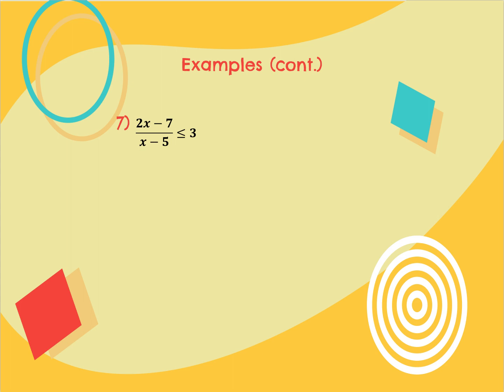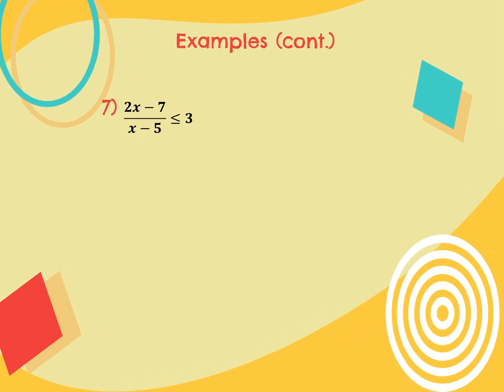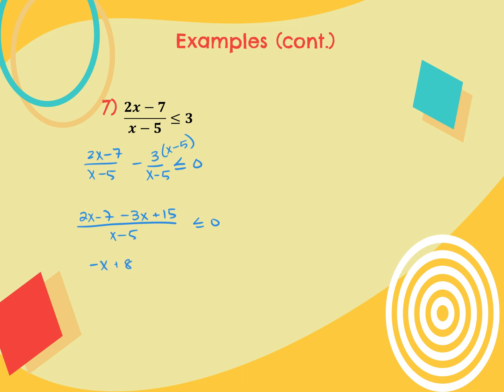Last but not least, we come to the very last problem. Again, more examples of the same. We start out, we get (2x minus 7) over (x minus 5), minus 3 is less than or equal to 0. And then now I know if I want my denominator to be x minus 5, I'm going to have to multiply the numerator by that. So I'm going to get 2x minus 7 minus 3x plus 15, all over x minus 5, less than or equal to 0. Combine my like terms, minus x plus 8 over x minus 5 is less than or equal to 0.